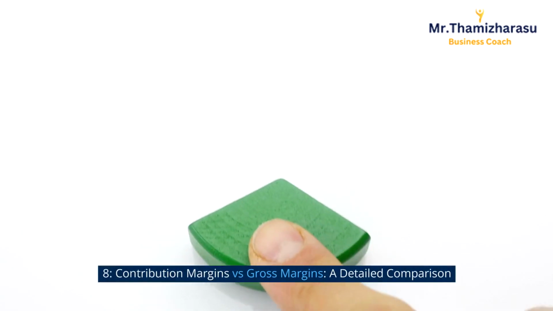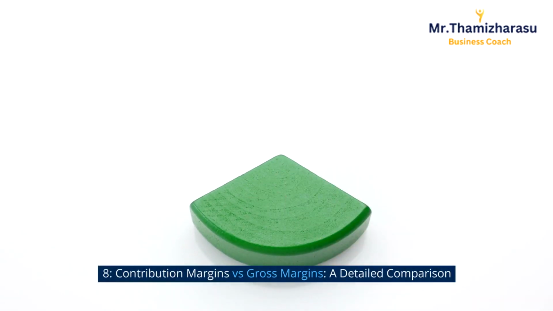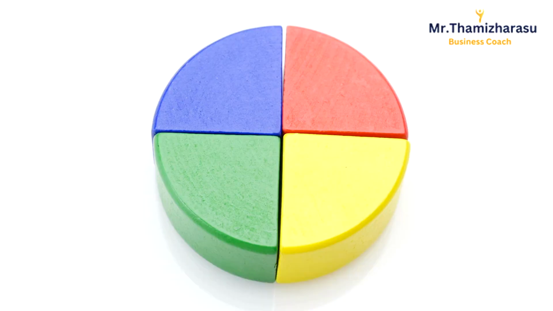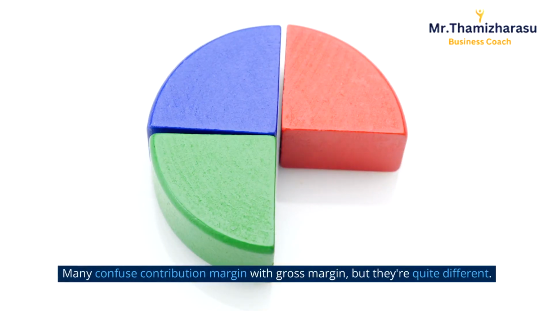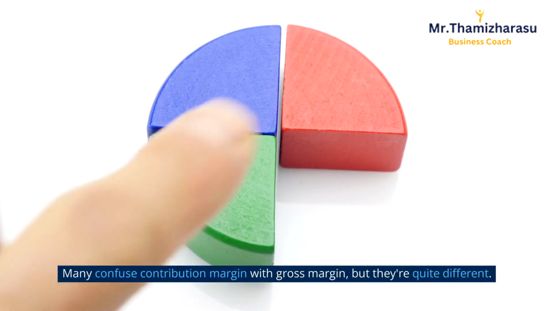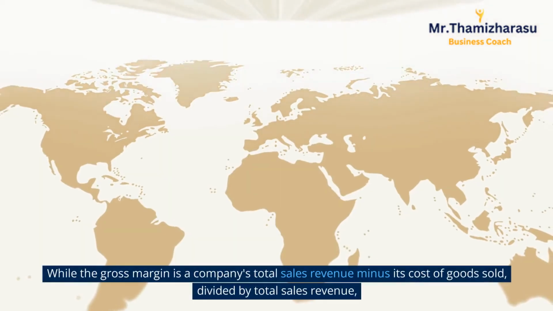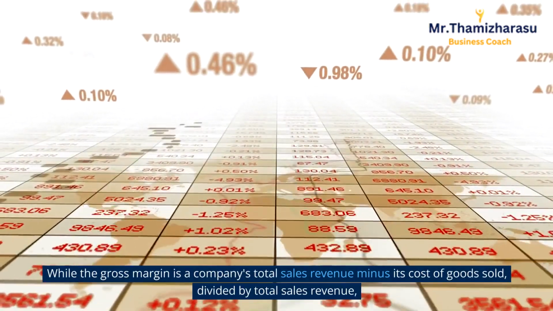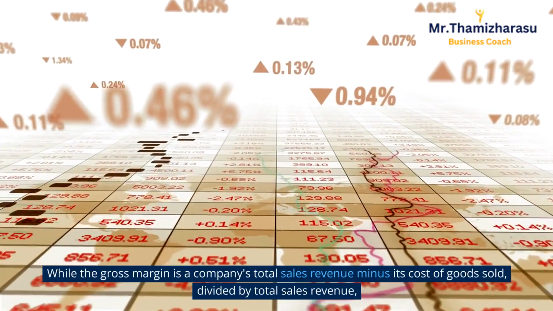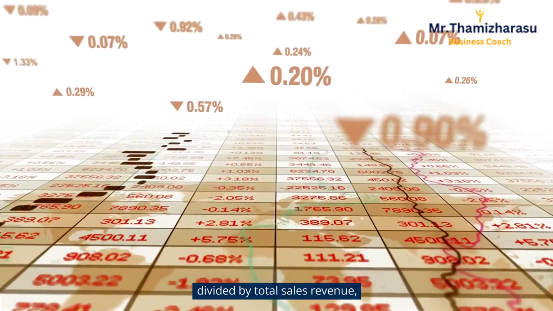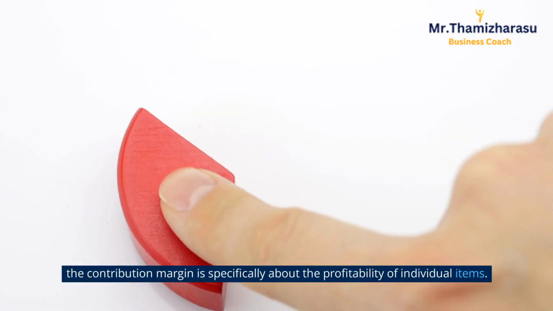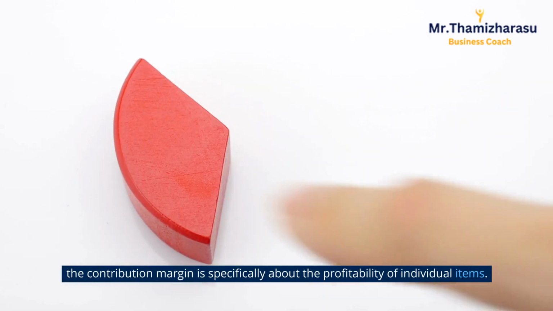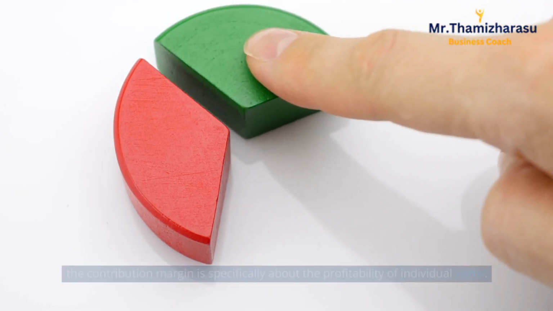8. Contribution margins vs gross margins, a detailed comparison. Many confuse contribution margin with gross margin, but they're quite different. While the gross margin is a company's total sales revenue minus its cost of goods sold, divided by total sales revenue, the contribution margin is specifically about the profitability of individual items.